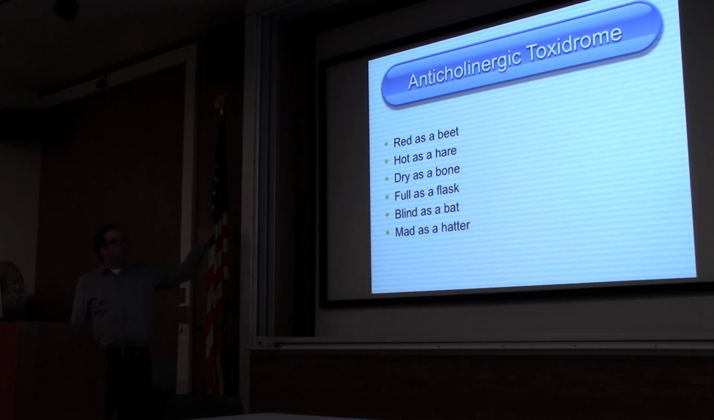But so, red as a beet, you get flushing. Hot as a hare, you get hyperthermia. Dry as a bone, you get dry mucous membranes, dry skin. Full as a flask, urinary retention. Blind as a bat, your pupils are dilated and can't constrict or accommodate. And mad as a hatter is the central delirium.